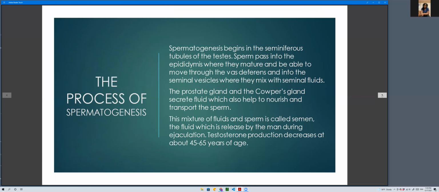The process of spermatogenesis. Spermatogenesis begins in the seminiferous tubules of the testes. Sperm pass into the epididymis where they mature and become able to move through the vas deferens and into the seminal vesicles where they mix with seminal fluids. The mixture of the fluids and sperm is called semen, the fluid which is released by the man during ejaculation.